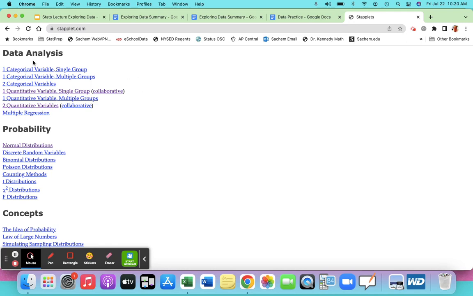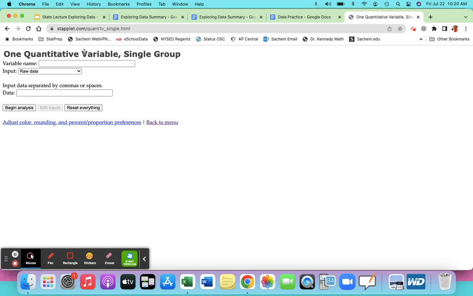And we're going to stick to this top part here for now, and we're only going to use a couple of different options. So you've got categorical variables and then quantitative. Like I said, this is a quantitative variable. So we're going to stick to one quantitative variable single group for now. The variable is enrollment, right? All right, so you get to this screen here, one quantitative variable, single group. The variable name is enrollment at community colleges. This is how it's going to label the graph. All right, so you put a little title in there. We're going to input the raw data. I like my data raw, like I like my sushi.